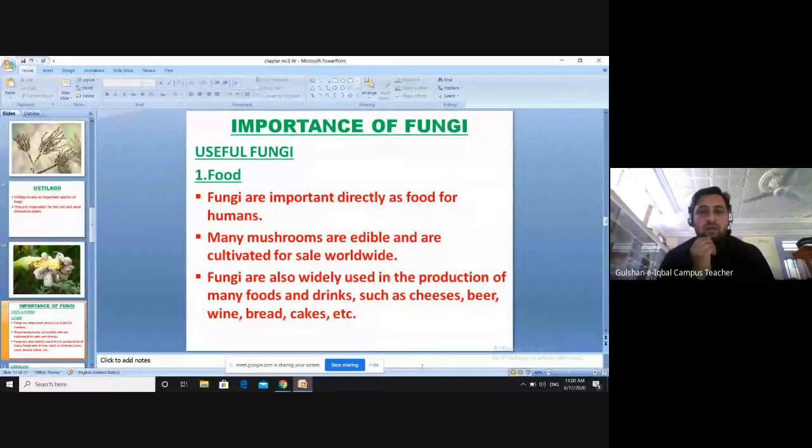Fungi are also used in making many foods and drinks. For example, we make alcohol out of them, we make cheese, beer and wine, and we can make breads and cakes, the baking products. So one of the most important factors of fungus is that they can be used to make food and as food sources as well. That's why it is very important for us.